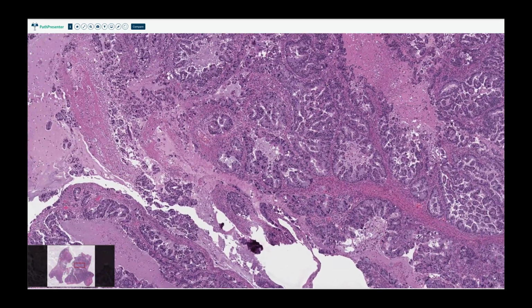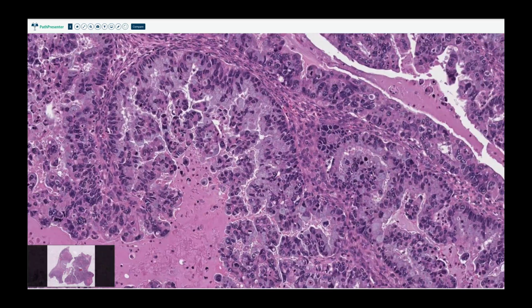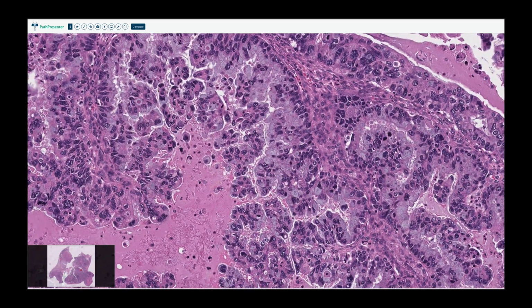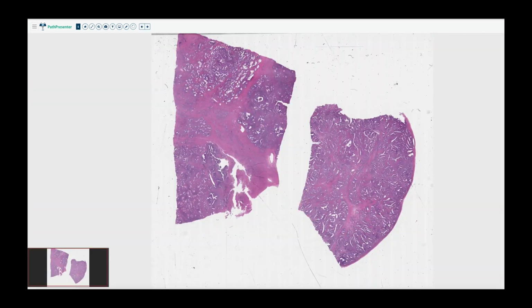And you can see the destructive sort of invasive pattern. And then also when you go to higher power, there's a lot of nuclear atypia here. You can see compared to that case we just looked at, the nuclear atypia here is approaching that level we saw in the serous carcinoma. So this is a good example of a mucinous ovarian carcinoma. And now we'll move on to endometrioid proliferations.